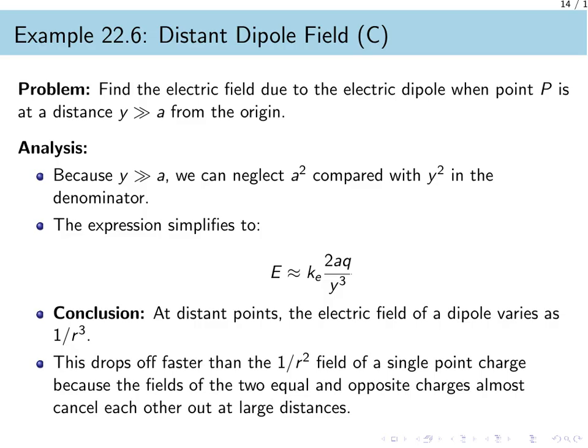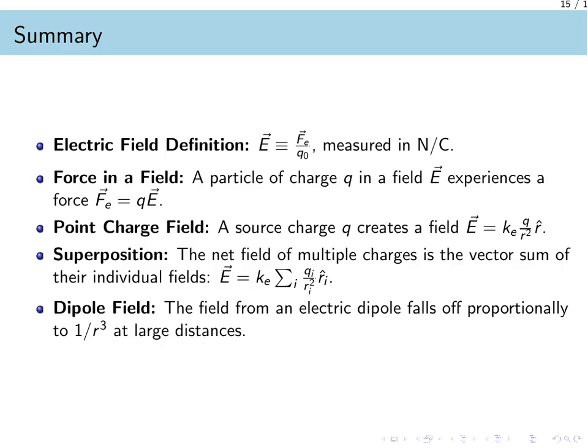This field strength drops off much faster than the 1 over r squared field of a single point charge. This rapid decrease occurs because the fields generated by the equal and opposite charges largely cancel each other out at great distances. Let us review the main concepts.